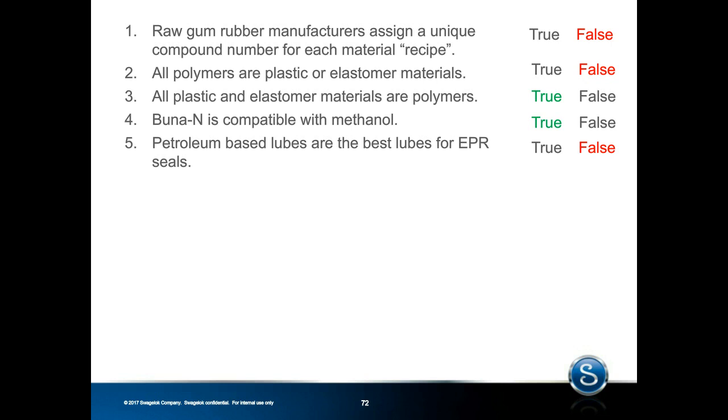All FKM seals have the same chemical compatibility. Now that you realize there are many different types, there's type 1, type 2, or type 3 FKM materials, and they all vary in chemical resistance and temperature resistance, we can easily answer this question as false.